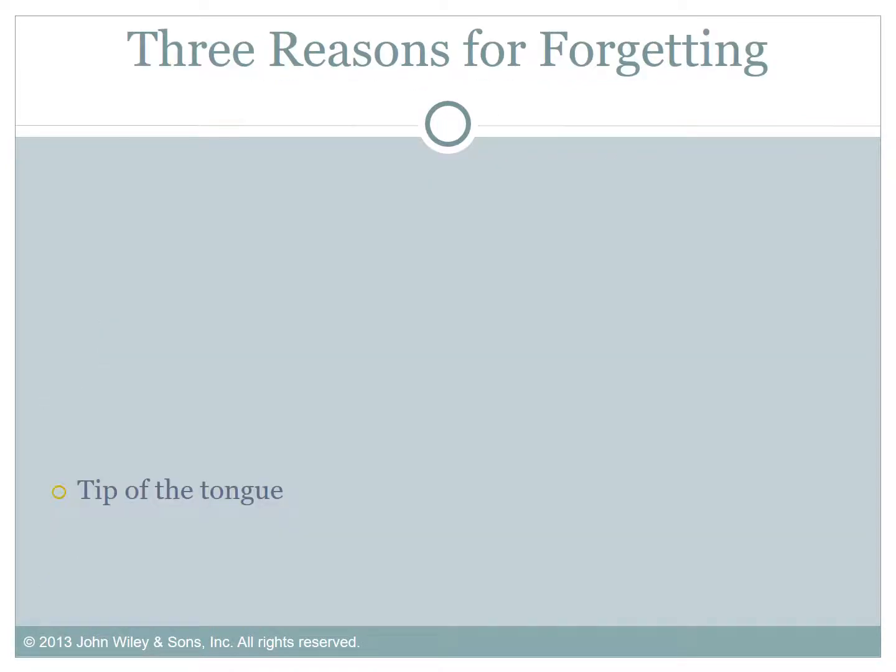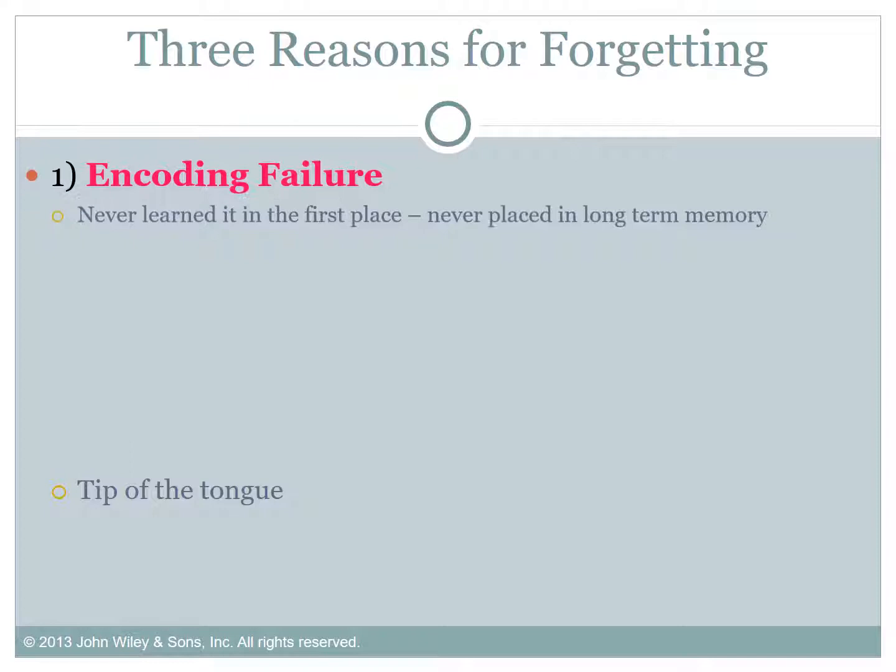In theory, we should be able to remember things essentially forever. Our long-term memory is unlimited and indefinite. So why do we forget? We have three primary theories on why we forget things. There is first encoding failure, simply that you never learned it in the first place. It was never placed in the long-term memory. You didn't encode it properly, and so it was unable to become part of your memory system.